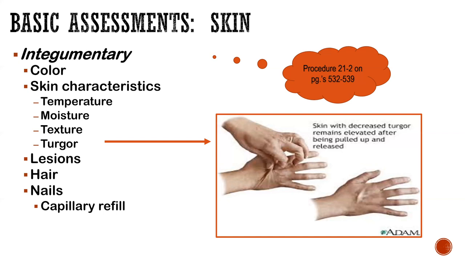You can actually see the procedure on your screen here. And it shows here skin with decreased turgor remains elevated after being pulled up and released. So you can see in this picture, this person is pulling it up and as she lets go, it remains tented. That is decreased skin turgor, which shows dehydration. Okay. So we're going to check that turgor. We typically check it here on the top of the hand. It can also be on the thin skin of the chest as well.